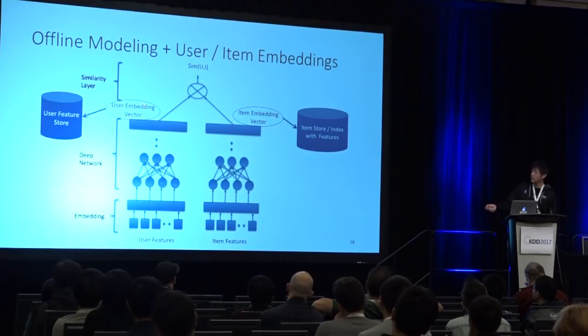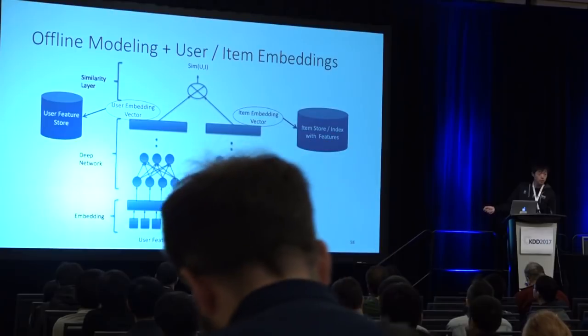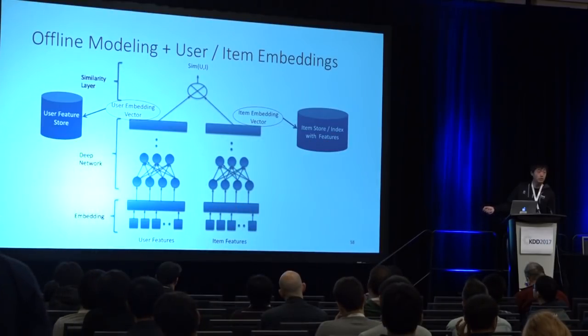Online, you can choose to push the user embedding vector to the user feature store, a key-value store, so that you can retrieve it online. And you can also push the item embedding vector to the item store, so that you can retrieve the item online as well. Make sense?